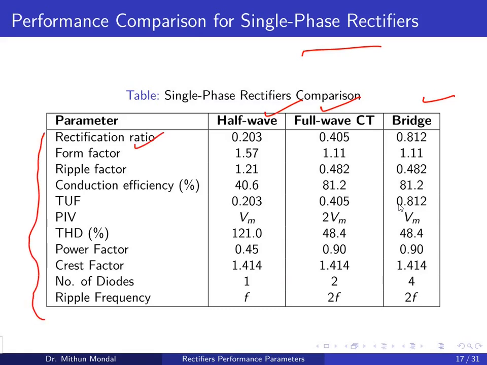What we have discussed: the rectification ratio, form factor, ripple factor, conduction efficiency, transformer utilization factor, peak inverse voltage, total harmonic distortion, power factor, crest factor, number of diodes, and the ripple frequency. So when we compare these configurations, generally the full wave will be better than the half wave in most of the cases. But the full wave obviously will require more number of diodes.